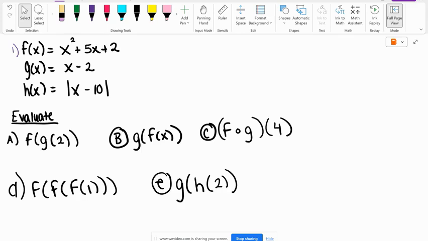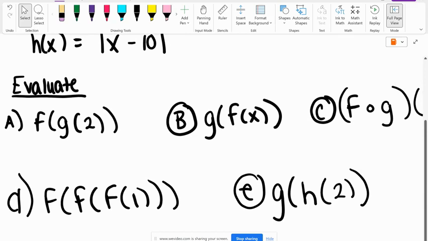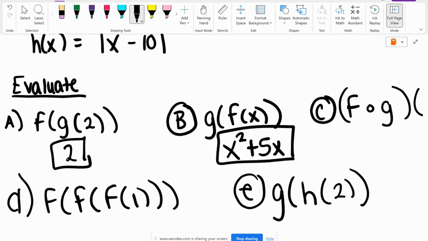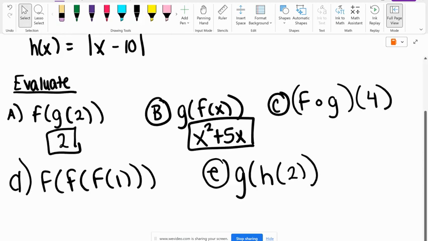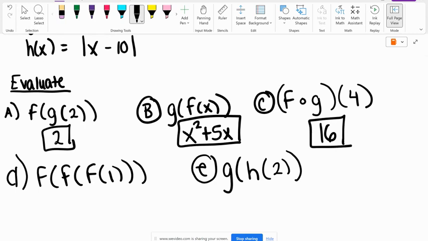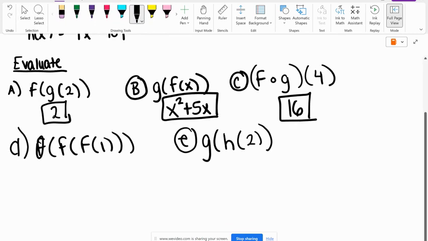All right, what'd you all get for letter A? Two. Anybody need to see me do that? What about letter B? X squared plus 5x. Anybody need to see me do that one? Yes, no, maybe so. All right, letter C. 16. Same. Anybody need to see me do that one? All right, letter D, we took off one of the Fs. 108 is, oh wait, I didn't get 108. I got 106. You might have just added.